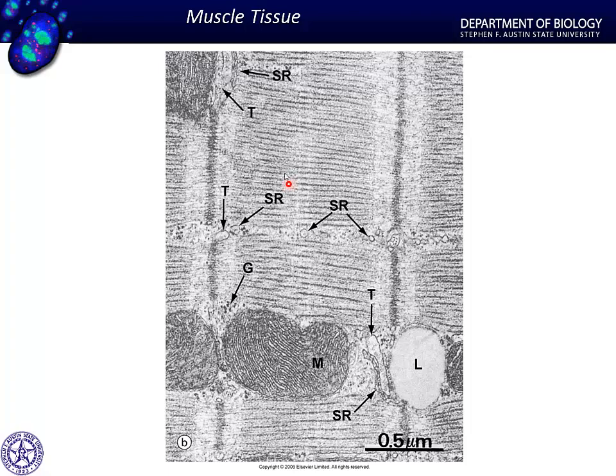So again, here we have our large diameter T-tubule. There's that terminal cisterna portion of our sarcoplasmic reticulum. Here we have some more T-tubule, very large diameter, and then portions of our sarcoplasmic reticulum. Huge mitochondria. They're not going to be this large in skeletal muscle.